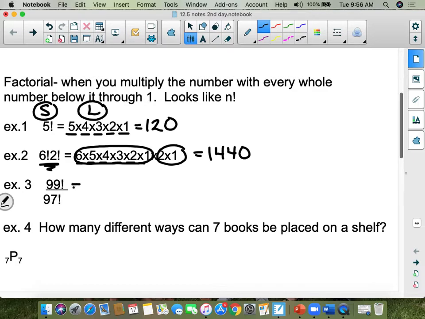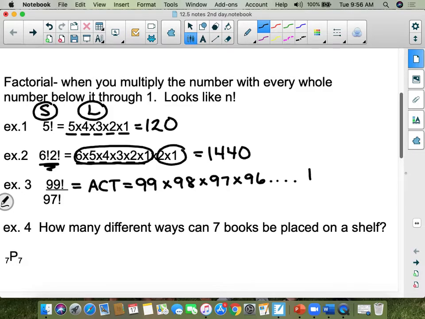This one, I've seen this one on the ACT. Your calculator only goes so far, and you're not going to get the answer. It's going to say overload on your calculator, so you have to know how to do this. So I'm just going to start doing this. First of all, it's 99, and then it's 98, and then it's 97, and then it's 96, and it goes all the way down to the number 1. I think you get that.